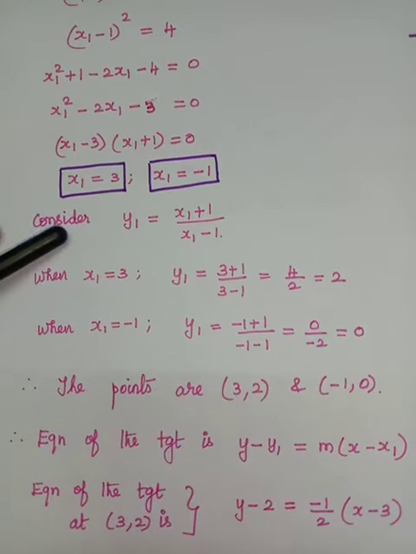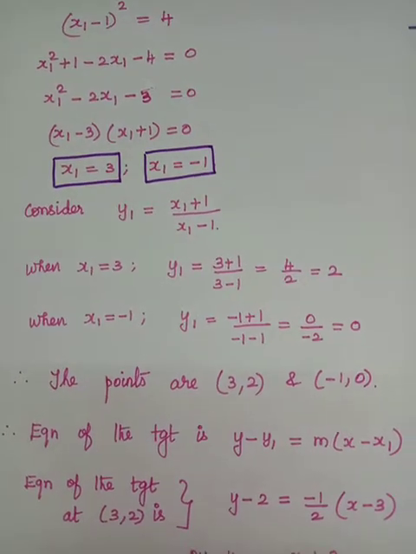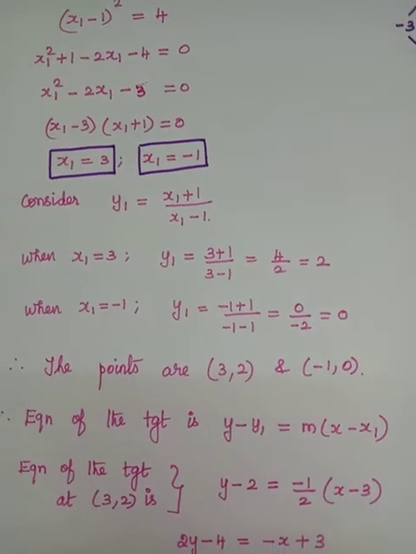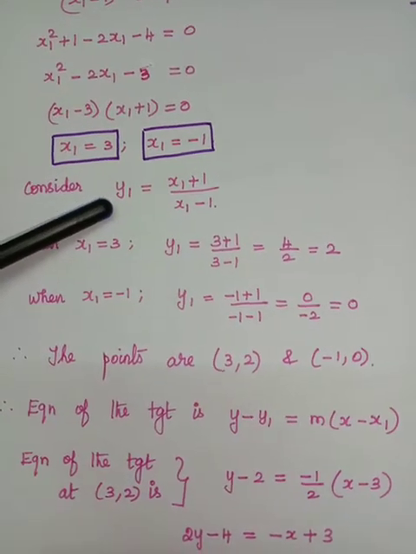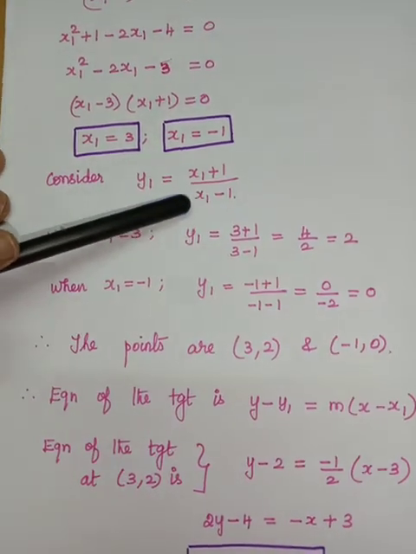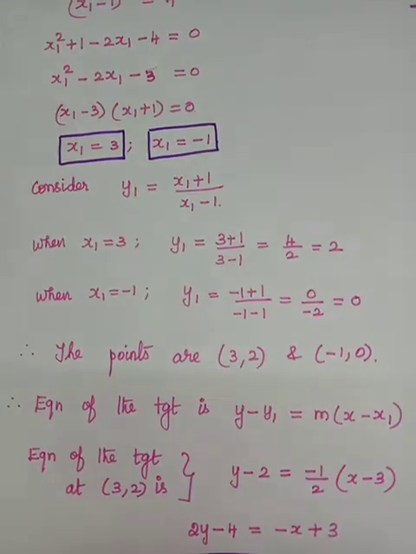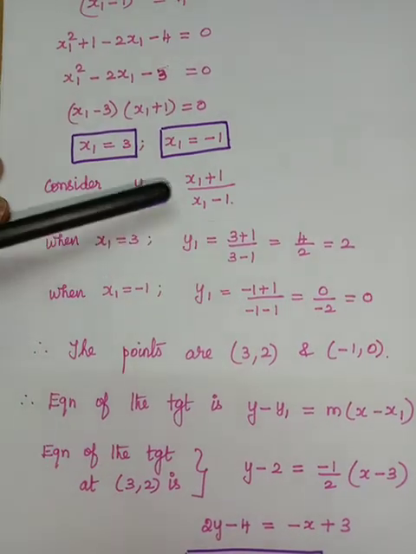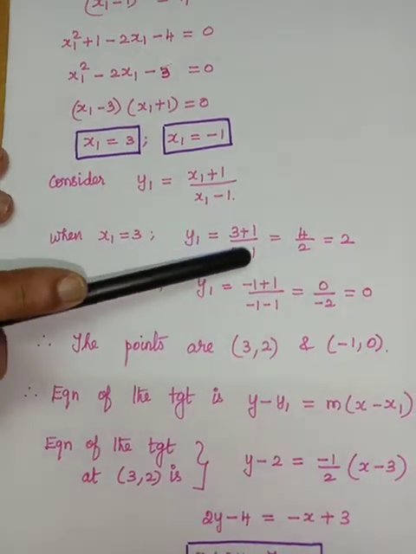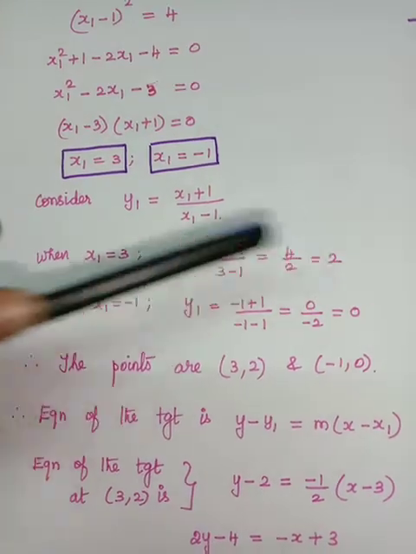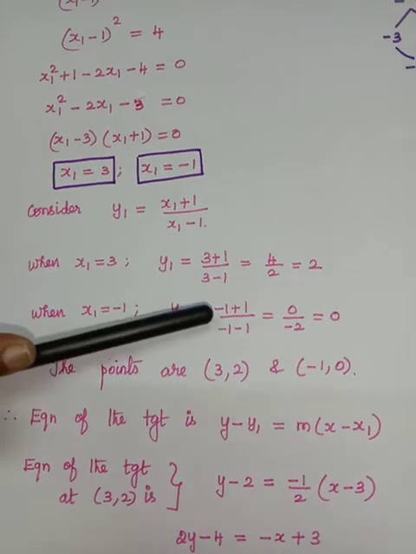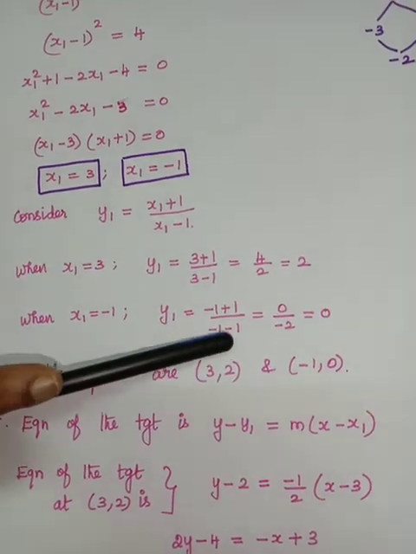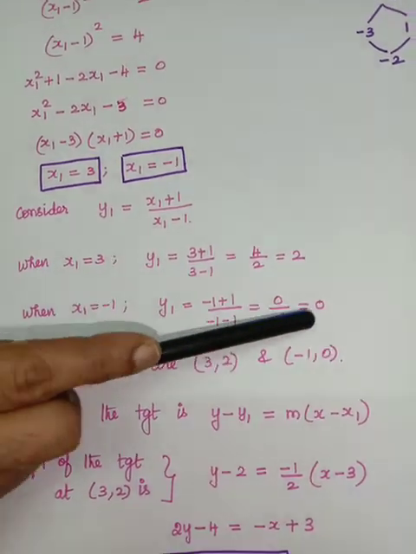Now consider the curve equation, which is in terms of x and y. (x1, y1) is a point on the curve, so y1 is equal to (x1 + 1)/(x1 - 1). When you substitute x1 as 3, we get (3 + 1)/(3 - 1), that is 4 by 2, which is equal to 2. When x1 is equal to minus 1, substituting, we get (minus 1 + 1)/(minus 1 minus 1), so 0 by minus 2, which is equal to 0.